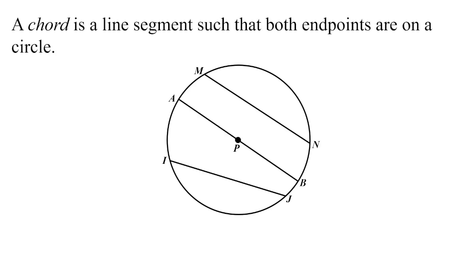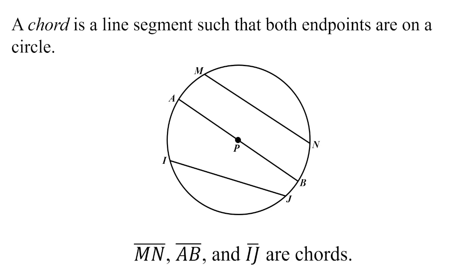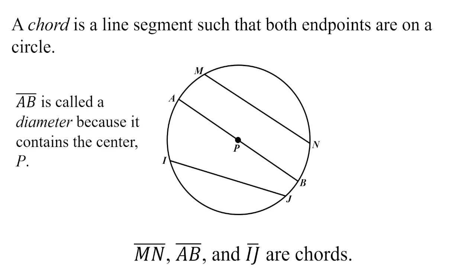So now we have what is called a chord, which is a line segment such that both endpoints are on the circle. So again, you see 3 chords: segment MN, segment AB, and segment IJ. So all 3 of those are chords. But let's turn our attention to segment AB. Notice that segment AB contains the center of the circle. Therefore, chord segment AB has a special name. It is called a diameter.